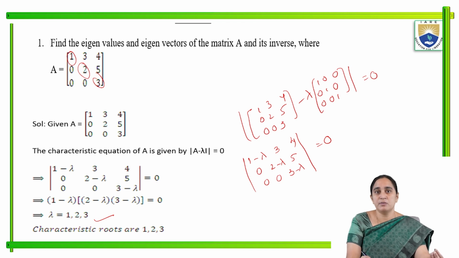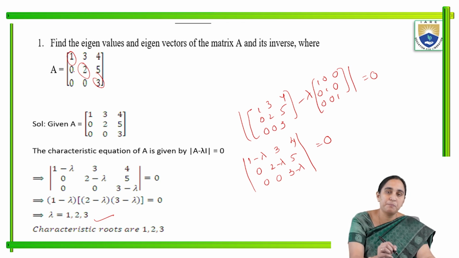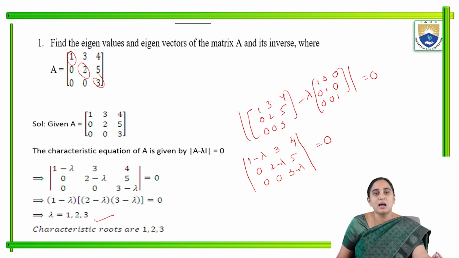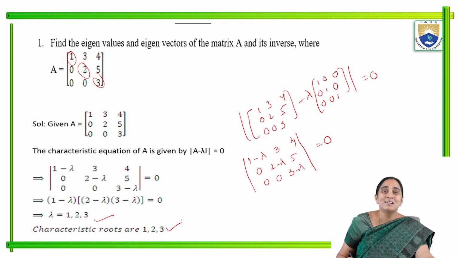This is the general procedure for finding eigenvalues. But if you know the property that the elements below or above the diagonal are zeros, then for an upper or lower triangular matrix, the diagonal elements are directly the eigenvalues. Here the matrix is upper triangular, so the eigenvalues are 1, 2, 3. One more name for eigenvalues is latent roots or characteristic roots. Observe that the eigenvalues are distinct.